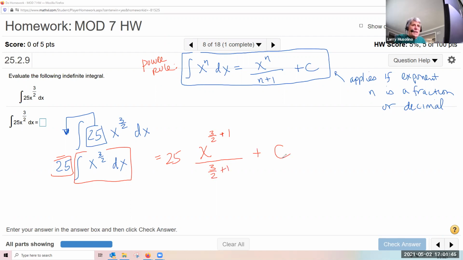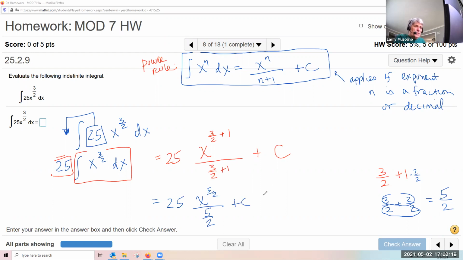Let me work out this exponent, 3/2 plus 1. Well, the only way I can add fractions is if I have the same denominator. So I'm going to take that 1 and multiply by 2/2 just to get a common denominator. So that's going to be 3/2 plus 2/2. Now I can add fractions. You keep the denominator the same and add the numbers on top. 3 plus 2 is 5. So this is going to work out to be 25 x to the 5/2 divided by 5/2 plus a constant.